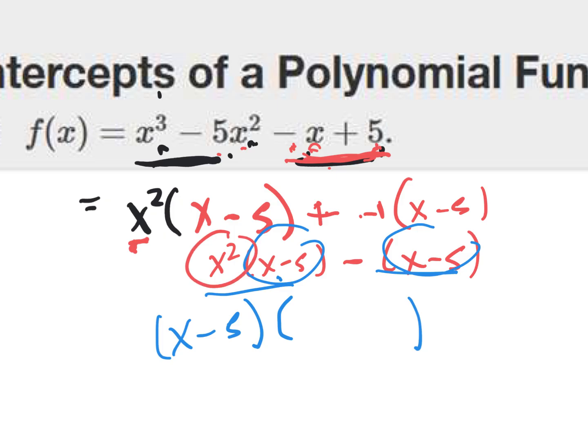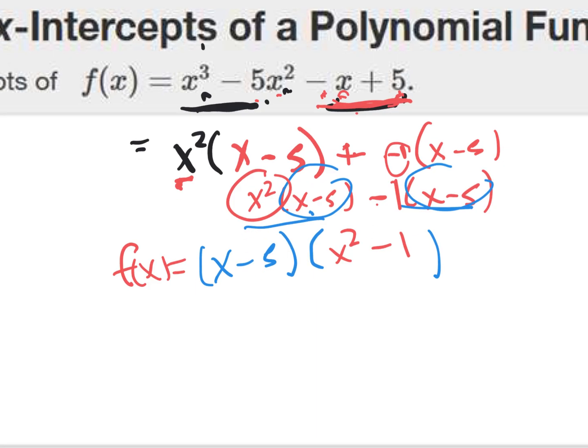I have an x squared minus a what? Oh, there was that minus 1, remember? Minus 1. Yay, there's my f of x equals x minus 5 times x squared minus 1. It's factored, believe it or not. It really is factored. I'm excited.